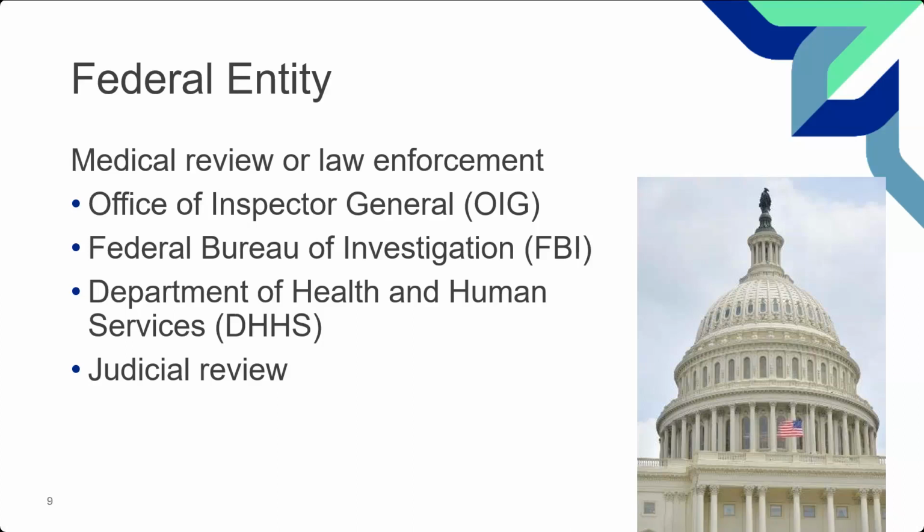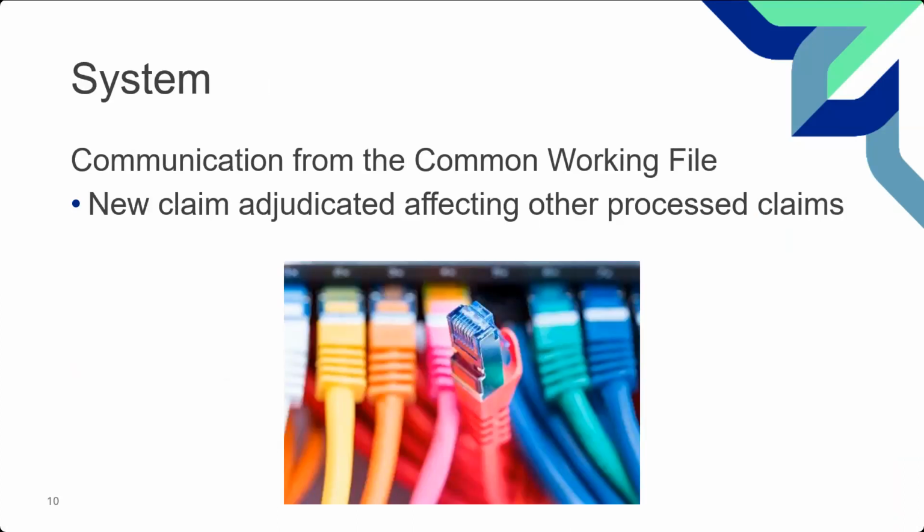Our next slide is actually one that people go over very often and they don't think about this. Our system can actually set up an overpayment without anyone ever looking at it, touching it, or doing anything. How does this happen? The most common occurrence occurs with the communication to the common working file. Now again, the CWF, or common working file, is kind of a communications hub. It's in the middle of everything that we do.